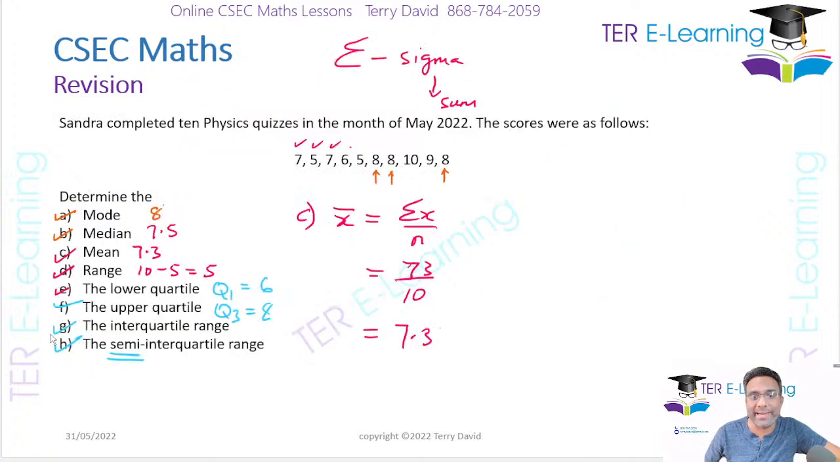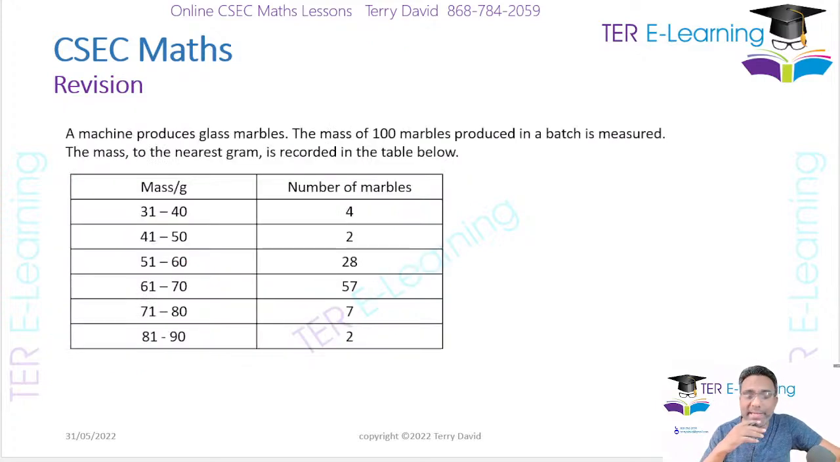Okay, so that takes care of a question using raw data. It's ungrouped, and we are looking to find different information concerning the data. Now let's look at some group data.